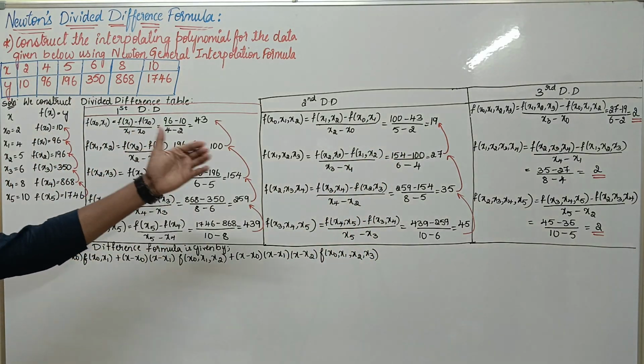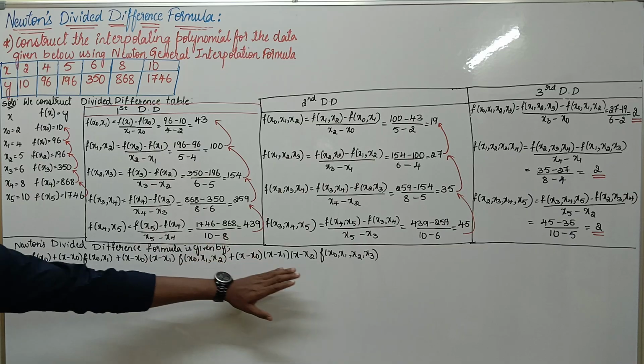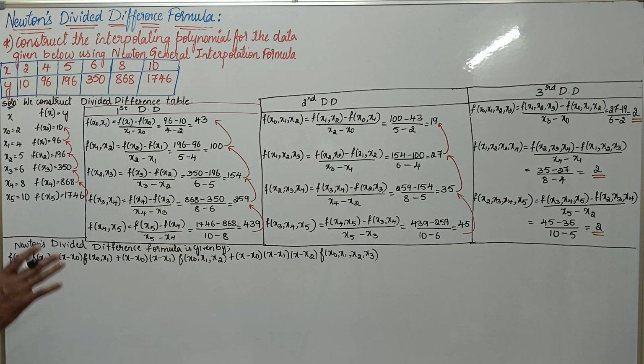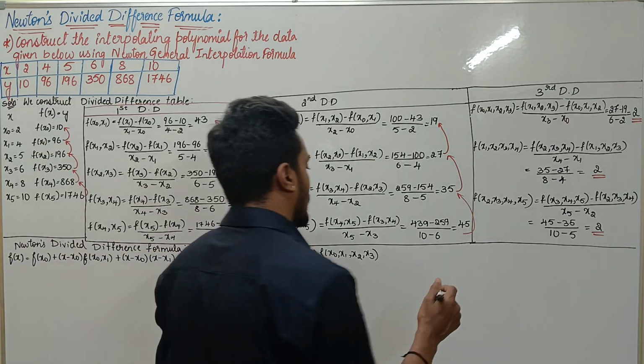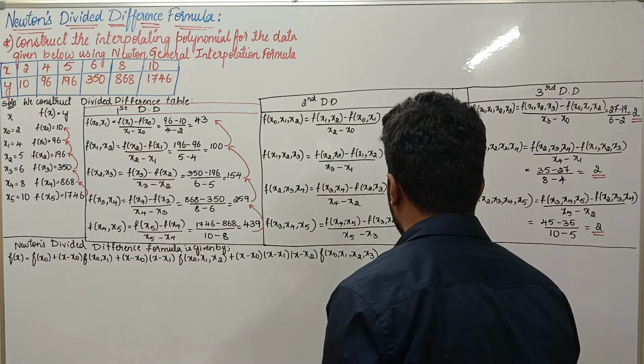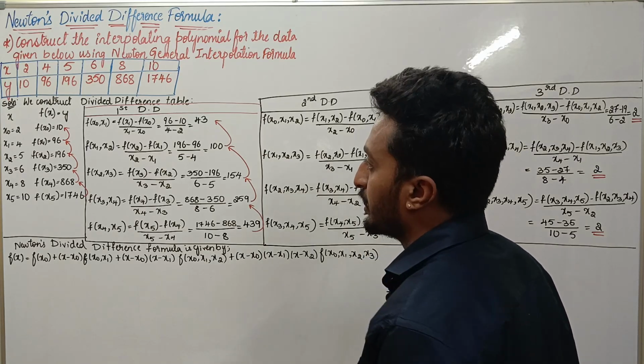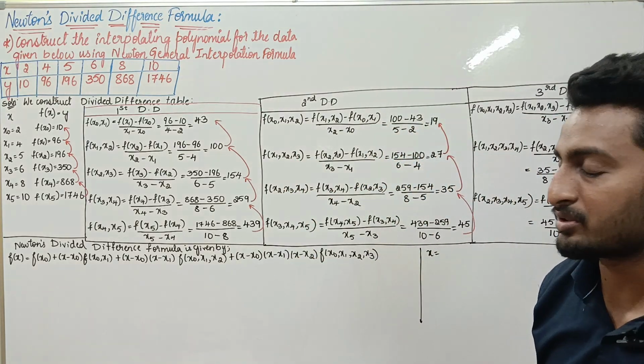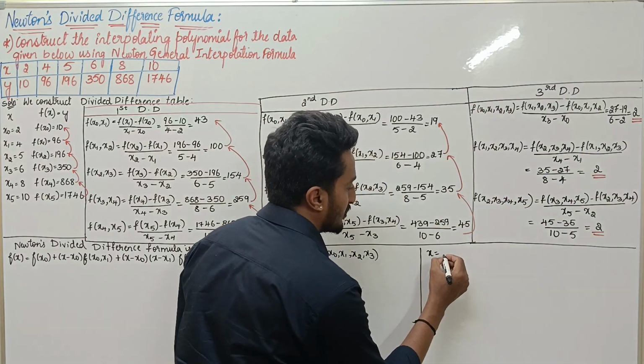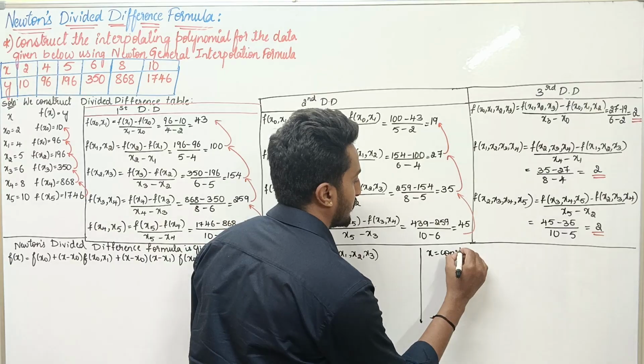Till how many divided differences we have calculated, till there I need to represent the formula. After this, we are going to represent the conditions. For example, x is the value we are supposed to find, that is a polynomial equation, so I am going to consider x as a constant.